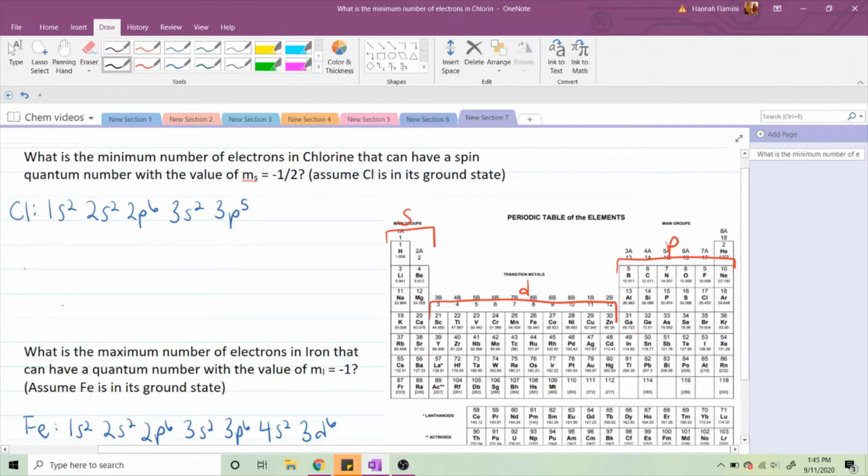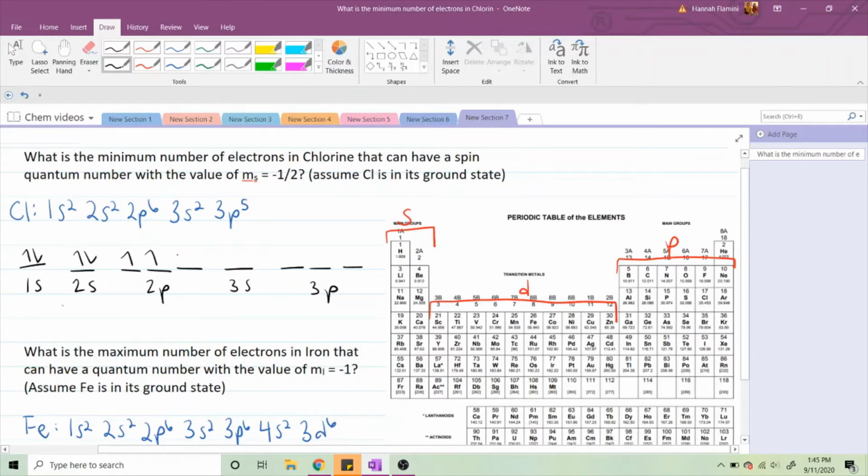So for 1s, we just have one box. Same for 2s. Our p orbitals are going to have 3. And each box corresponds to an m sub l value. So that's how we know how many to draw for each one. Then we have 3s, and then we have 3p. And now we're just going to fill in the electrons. So it's 2 per box, and they have to have opposite spins.